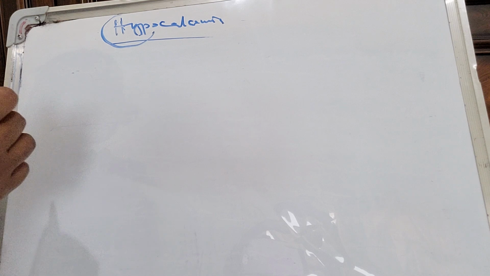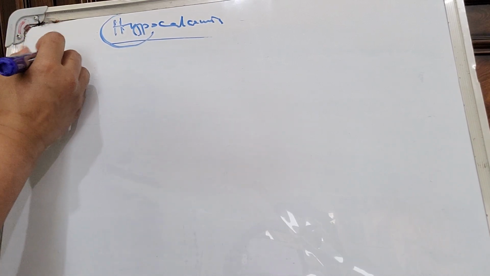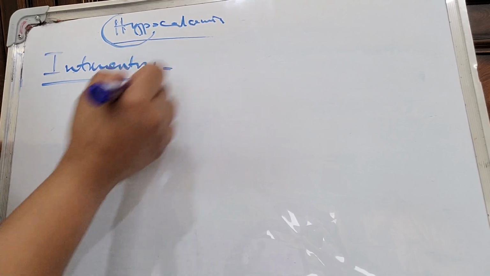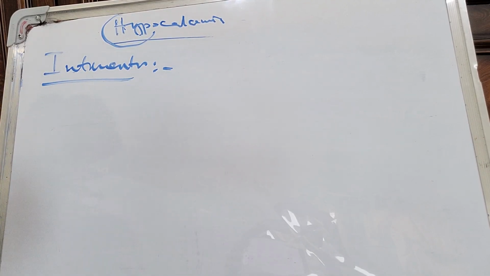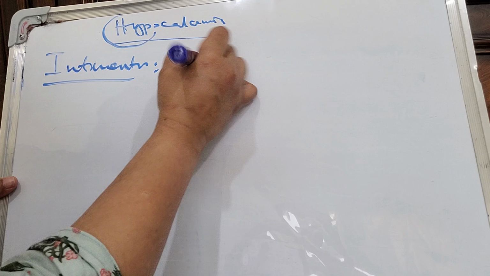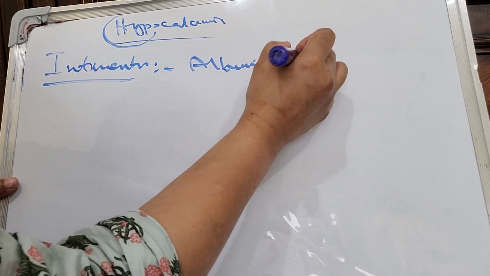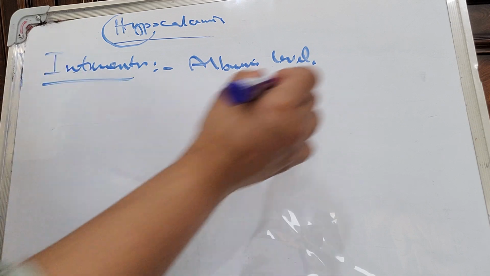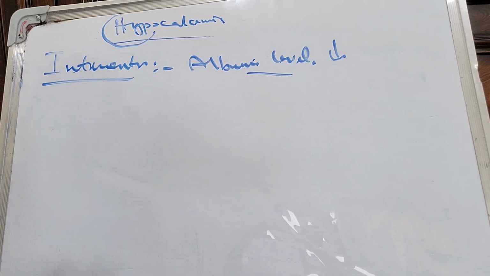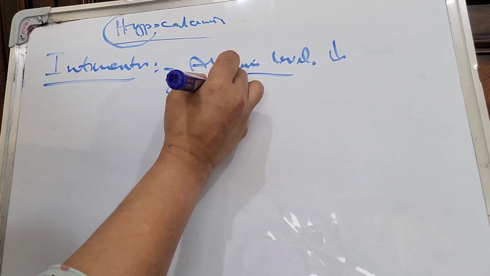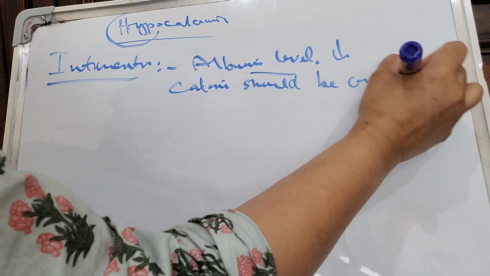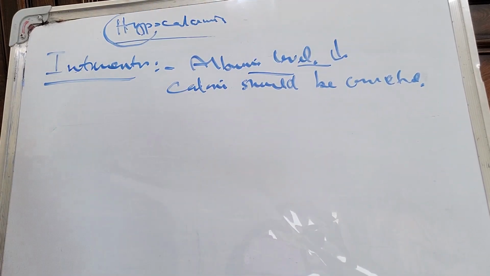Now what's the treatment? How will we intervene? First of all, check the patient's albumin level. If the albumin level is low, the calcium should always be corrected.